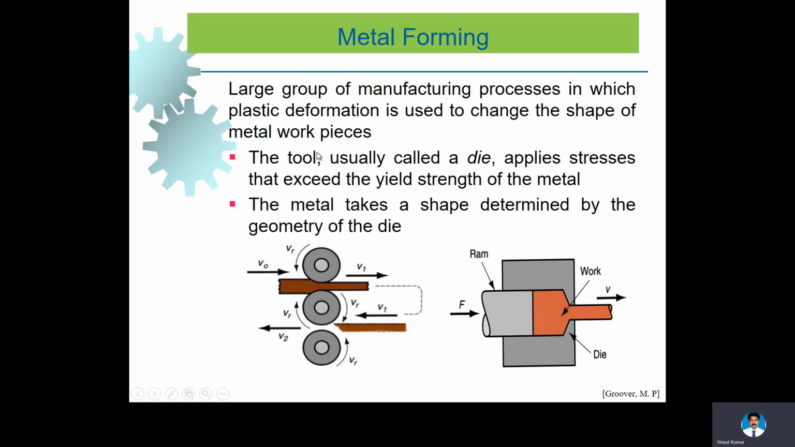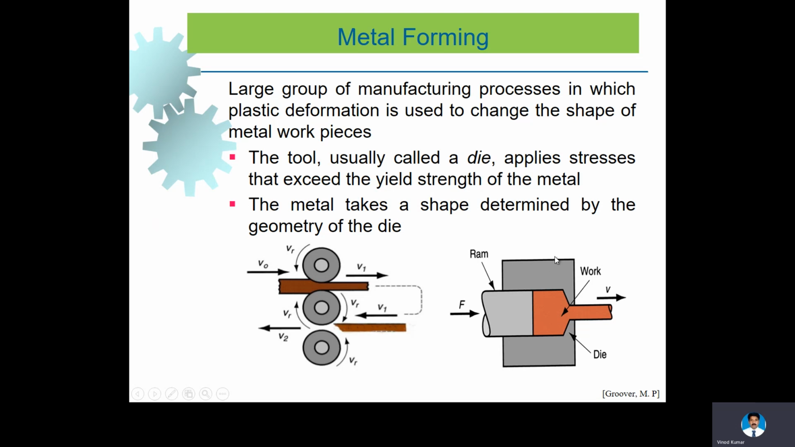What is the meaning of metal forming? Metal forming means changing the shape of a metal workpiece by applying load, changing the shape of a material through deformation. This process we call the metal forming process. It is a large group of manufacturing processes in which plastic deformation is used to change the shape of a metal workpiece. The tool is usually called a die.